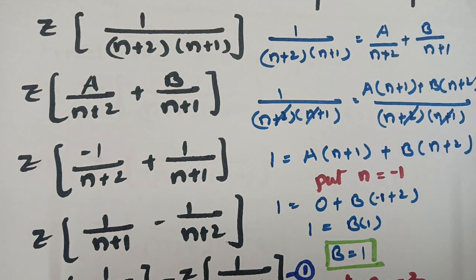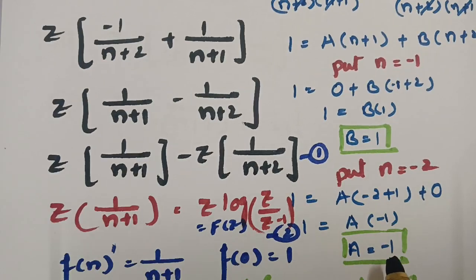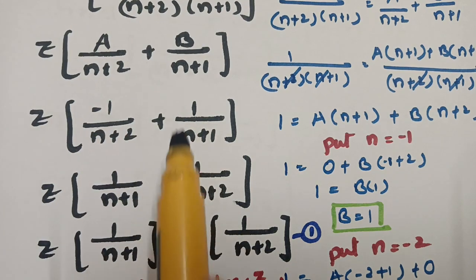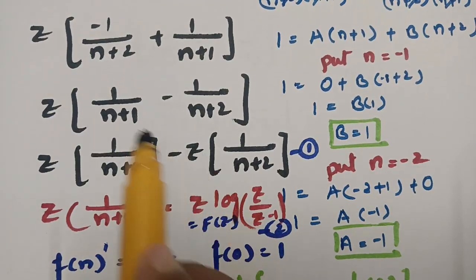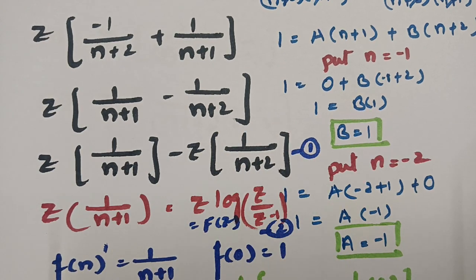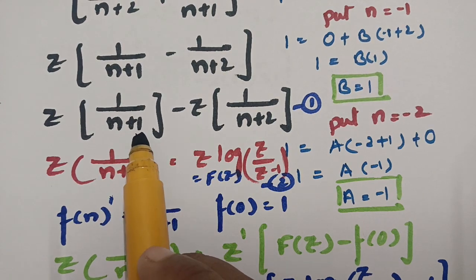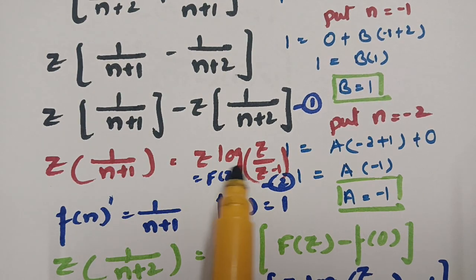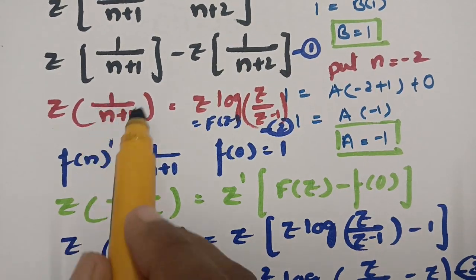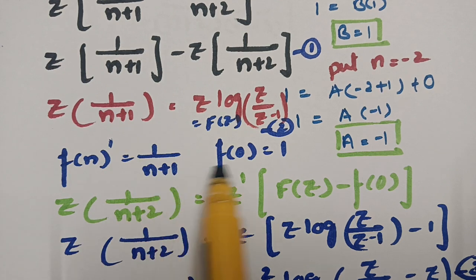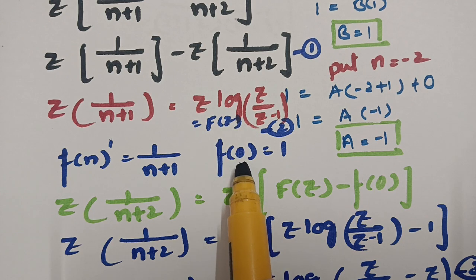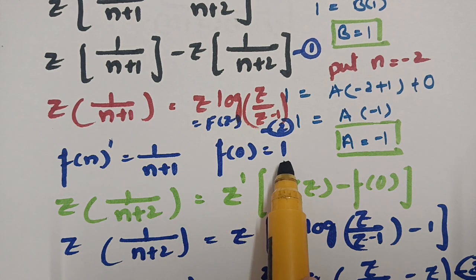So here we used partial fractions. We got the value of A as minus 1 and B as plus 1. After writing this in the form of the Z transform of 1 by n plus 1 minus the Z transform of 1 by n plus 2, we need the values of the Z transform of 1 by n plus 1. According to the standard function, we got Z into log of Z by Z minus 1. If I consider this as f of n, that is 1 by n plus 1, the value here is capital F of Z, and f of 0 is equal to 1 if I keep n equal to 0.